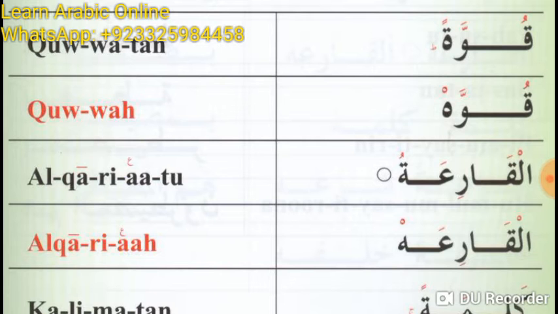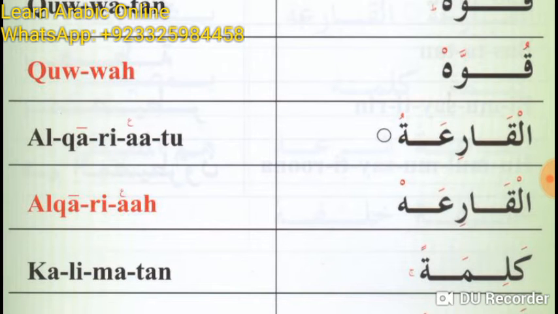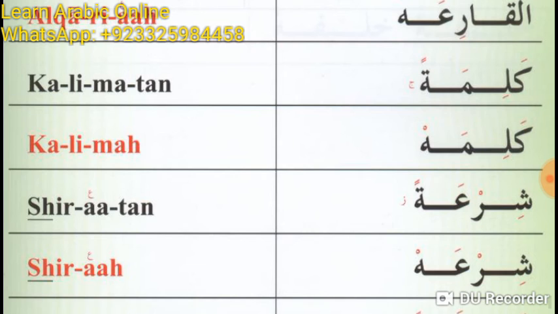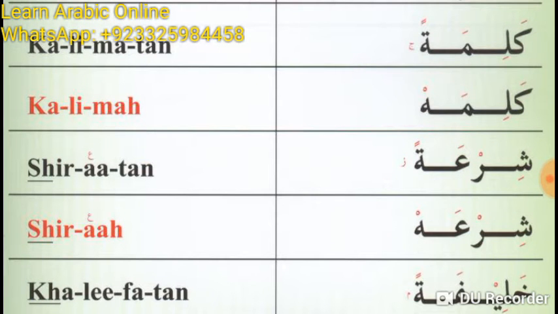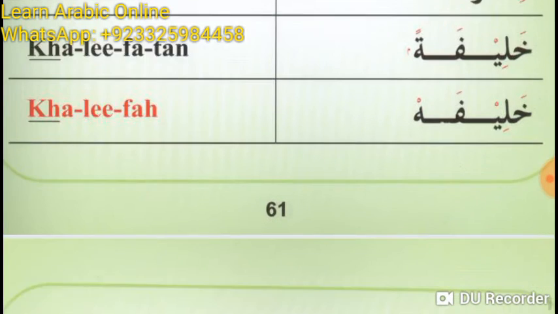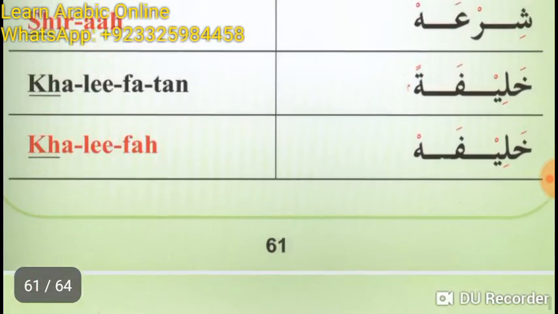And al-kari'a. Yes, ha. Al-kari'a. Then we have kalima. Yes. We have shira. Yes, shira. Thank you. We have khalifa. Yes, khalifa. Okay. Next page.